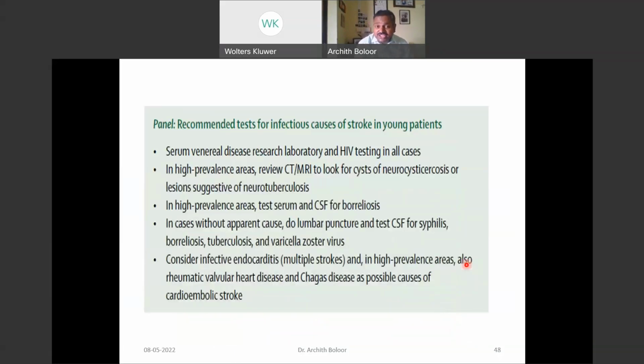VDRL and HIV have to be done. The CSF, especially in conditions like Lyme's disease, though not common in India, in the West possibly Lyme's disease is a very important disease, and they do mandatory CSF for that. And infective endocarditis also has to be ruled out.